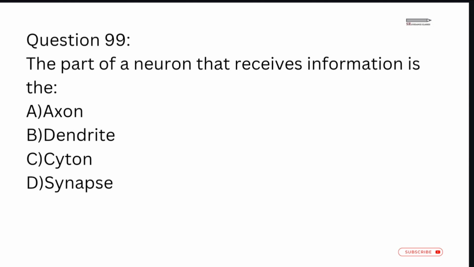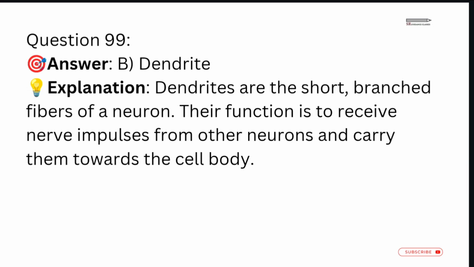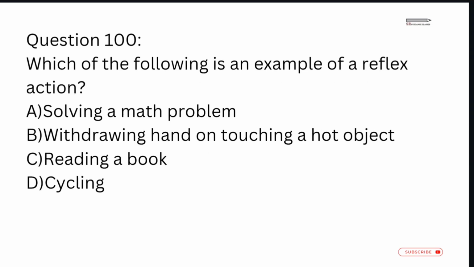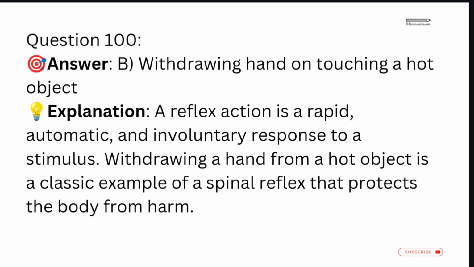The part of a neuron that receives information is the... The answer is option B, dendrite. Which of the following is an example of a reflex action? The correct answer is option B, withdrawing hand on touching a hot object.